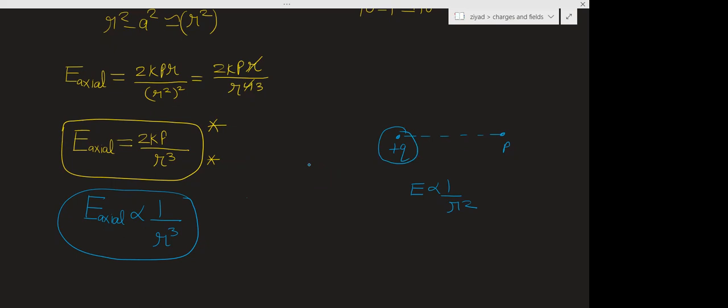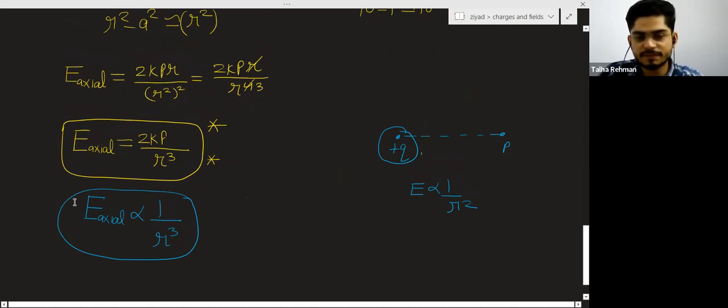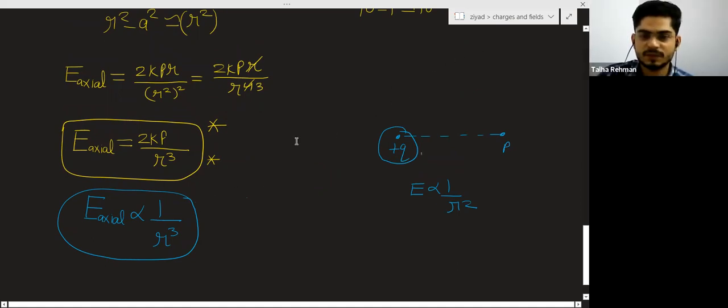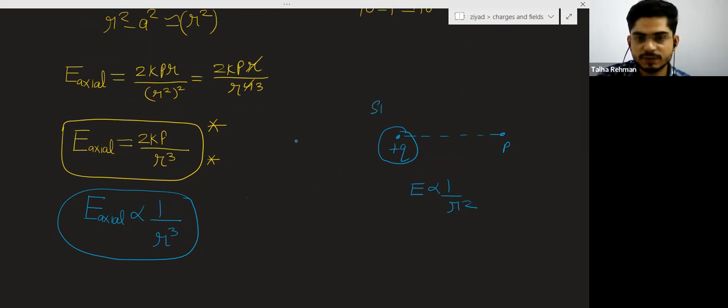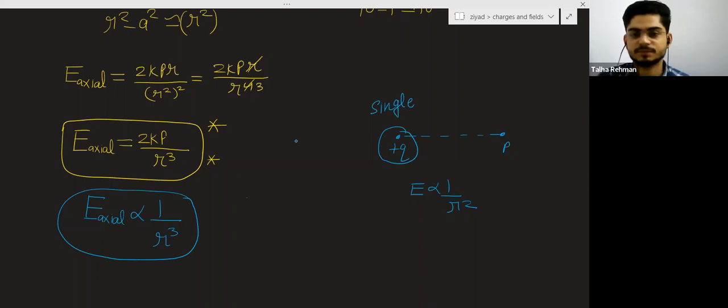And we can draw the graph also, but there is no need of this. Just remember this. It will be fine. Have you written this? You just write this. This is a single charge only, and in a dipole we have two charges.